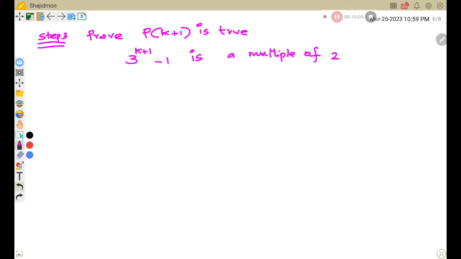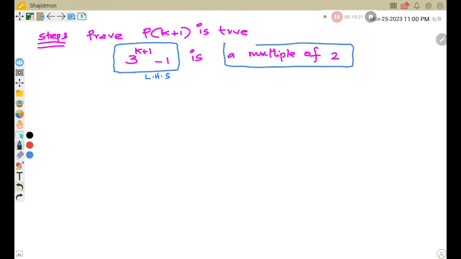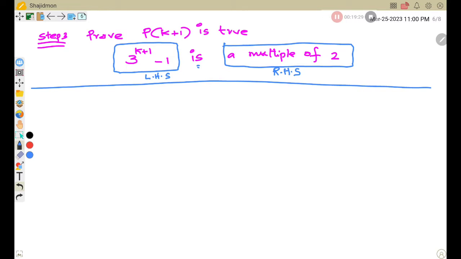We need to prove this one: 3 power k plus 1 minus 1 is a multiple of 2. Just assume, see, 3 power k minus 1 is the left hand side of the statement, and is a multiple of 2 is the right hand side of the statement. Here "is" means is equal to, you can assume like that. Now we need to prove this one. Start from the left hand side, and you will get the right hand side or not.